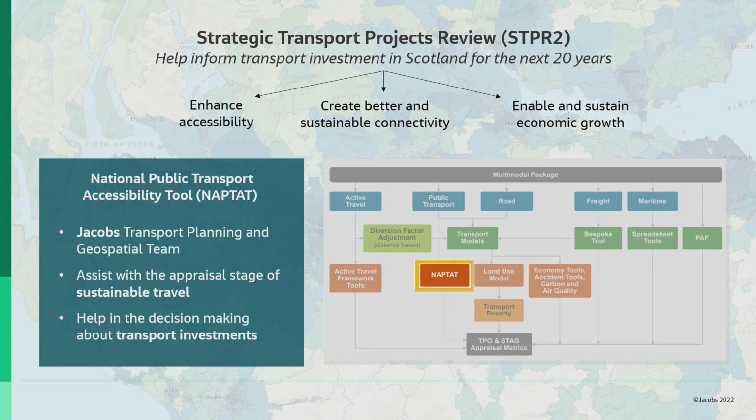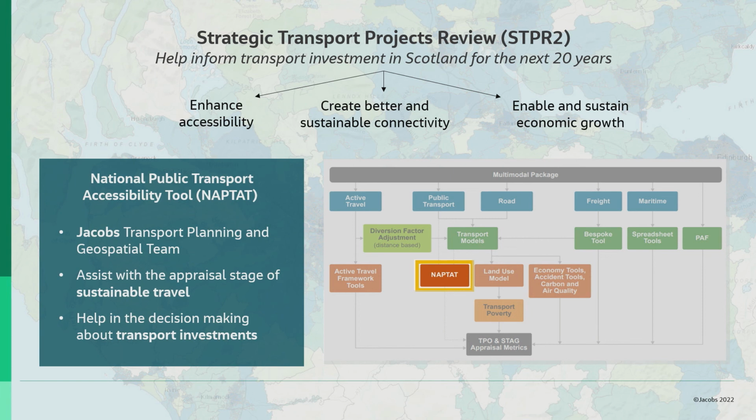So this tool that we are sharing with you today, which we call the National Public Transport Accessibility Tool, is part of the Strategic Transport Project Review, which is a program dedicated to assess the performance of all the strategic Scottish network, including bus, tram, ferry, rail, and the trunk road network. The main pillar of this project is to improve the connectivity and the accessibility, at the same time that it also aims to improve the sustainability and contribute to the economic growth of Scotland.